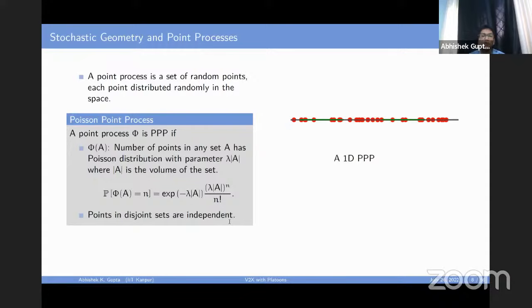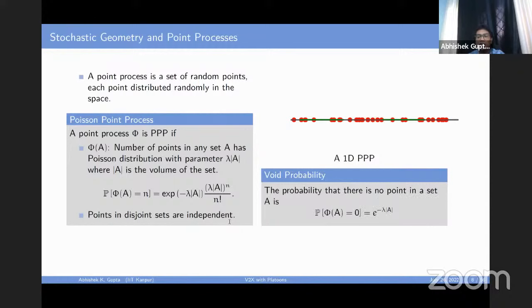So here I've showed you a one-dimensional point process. I've taken a one-dimensional line, and there these points are located. If you take any set A of some length L, the number of points in that will be Poisson distributed with parameter lambda times L. Using this formula, you can also calculate the probability that there is no point. If you put n equal to 0 here, this will be e to the power minus lambda A. And this gives you the void probability.